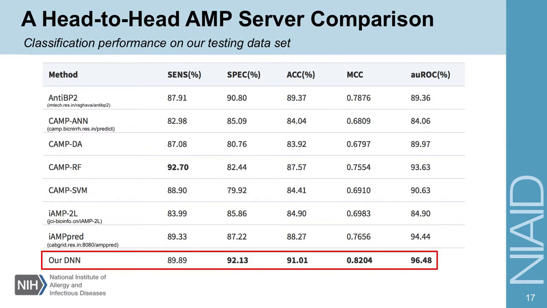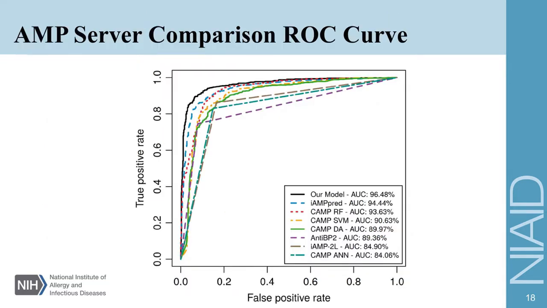So in our case, sensitivity was highest for this CAMP server. They used random forest. But for all the other metrics, we beat the competition, as marked in bold. Particularly in the MCC category, we're doing quite a bit better than the competition. So here's the ROC curve. The black line here is at the top left, which just means that we're doing the best.